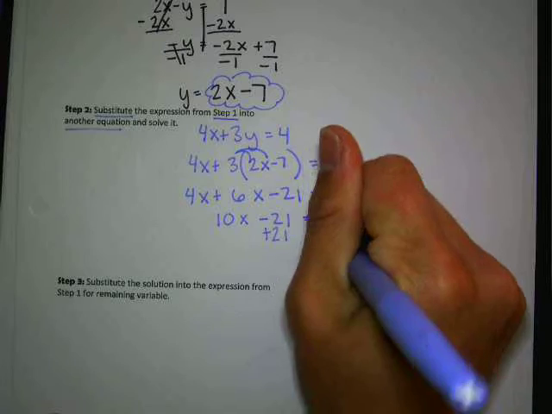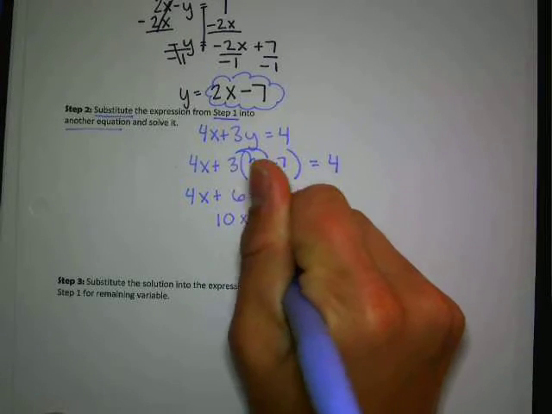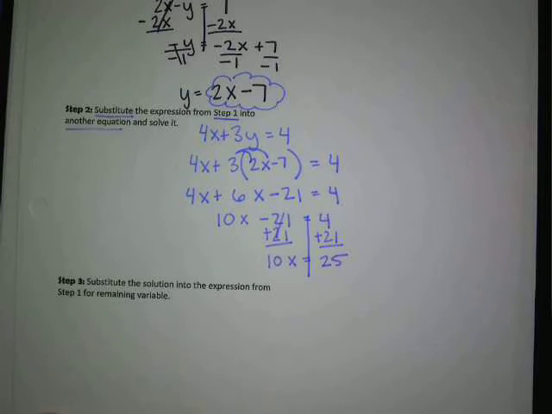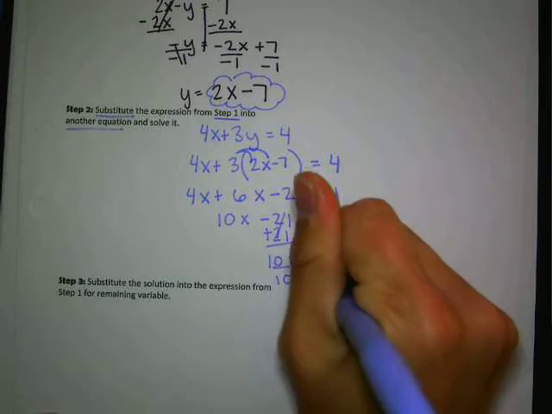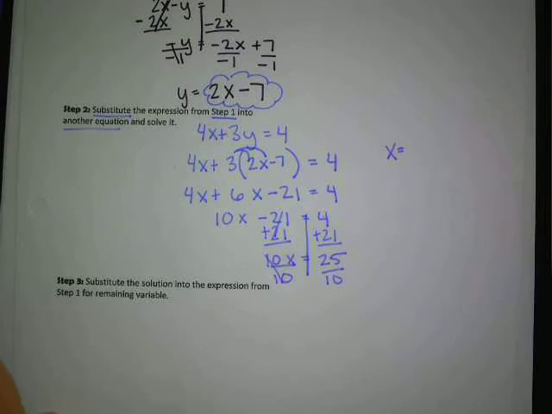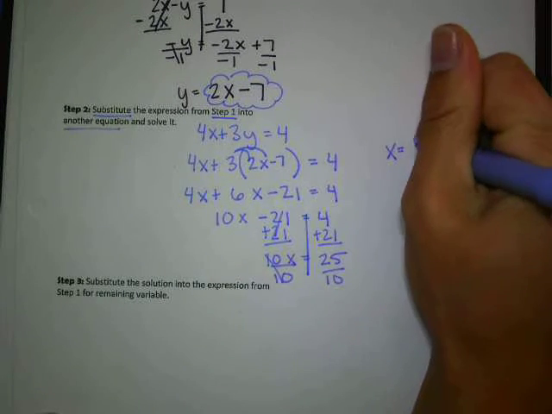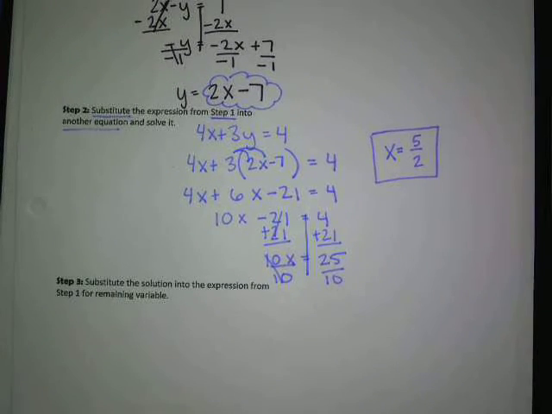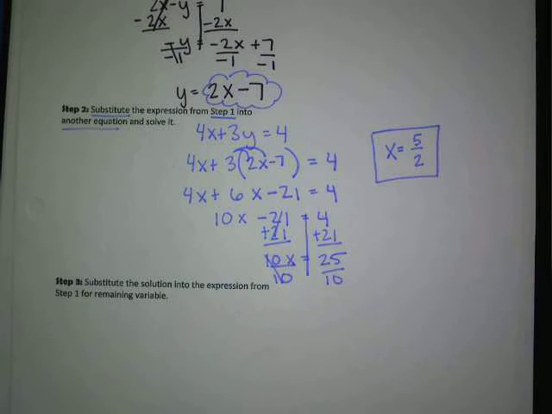Add 21. So 10x equals 25. Then what? Divide by 10. All right, so x equals, that reduces to 2.5 or 5 over 2. Which one would you prefer? I prefer fractions. All right, so that's the most mathy part. Step 2, where you substitute it and solve.